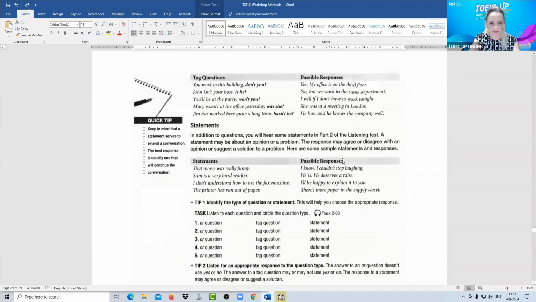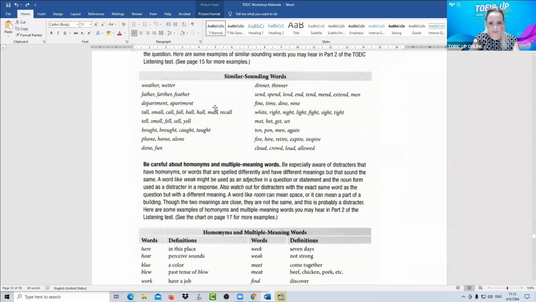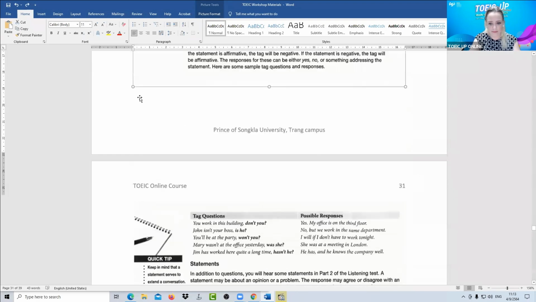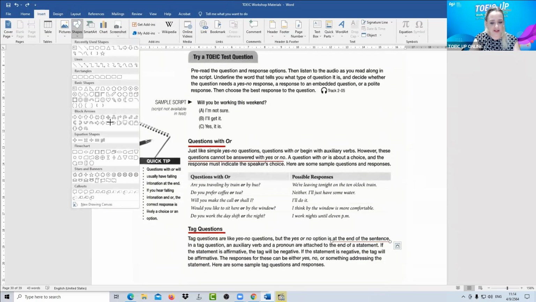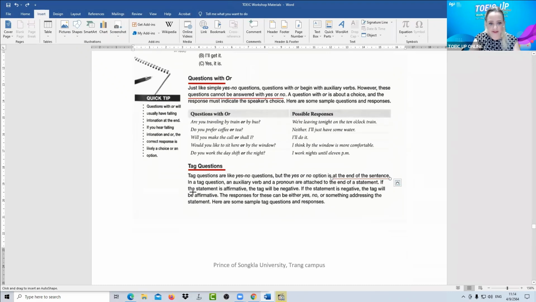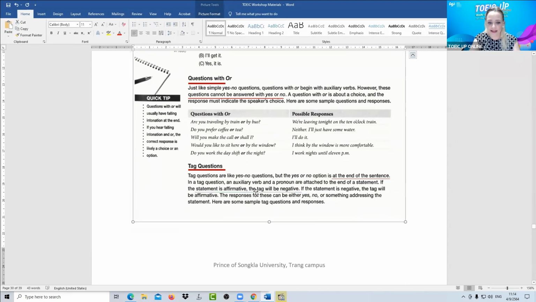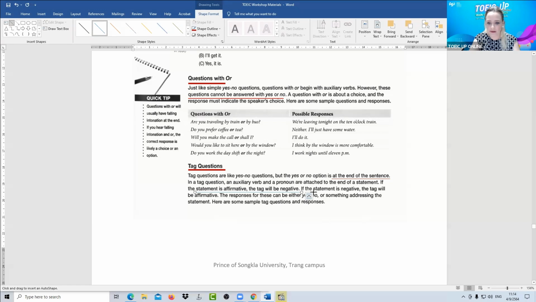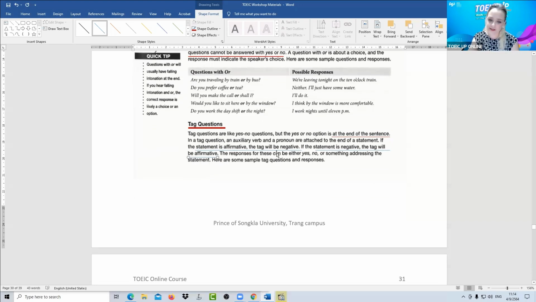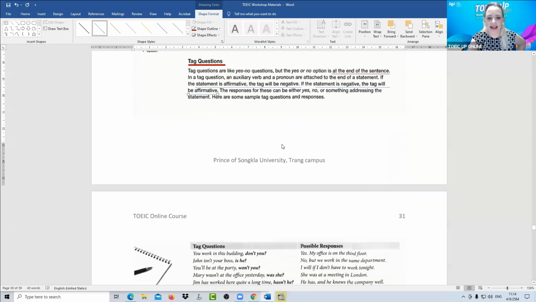Okay, so just to say that again, if the statement is positive, the tag will be negative. I will show this to you. And if the statement is negative, the tag will be positive. I'll show you an example of this now. The responses for these can be either yes, no, or it can be something addressed in the statement. So the answer can have yes or no in, but it can also just not have it in. Okay, so let's have a look at some examples.